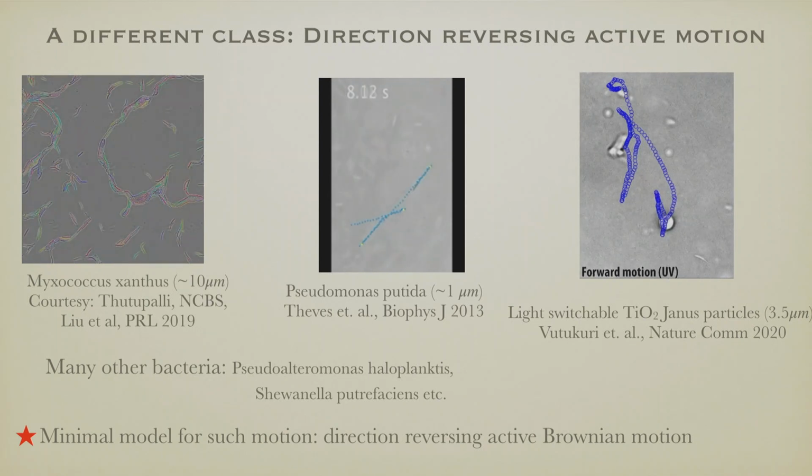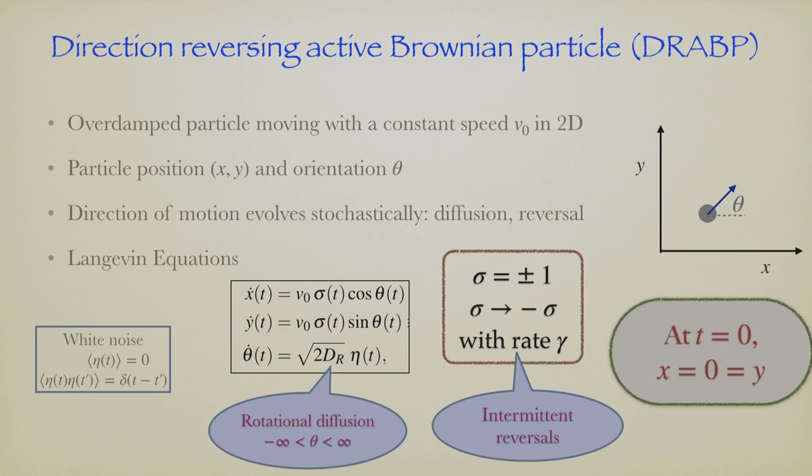So the ABP and RTP models do not describe this kind of motion. There are some other marine and soil bacteria which show a similar kind of motion, in the sense that they reverse their direction in an intermittent manner, and between two reversals they show more or less ABP-like behavior. Okay, so the question is how to understand this kind of motion, or what kind of analytical predictions can we make about the position distribution.